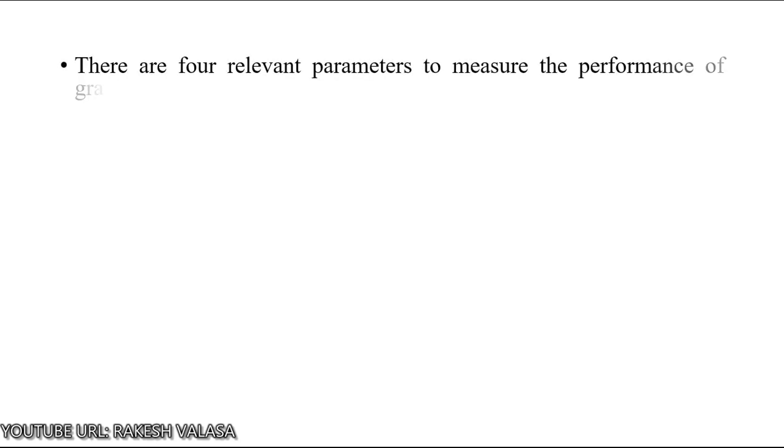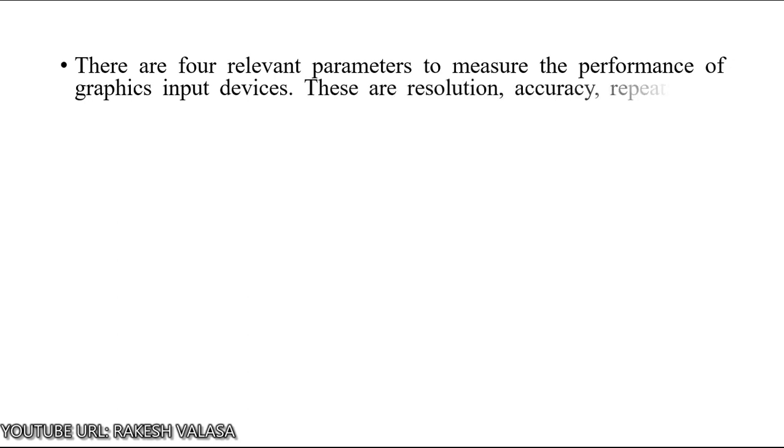There are four relevant parameters to measure the performance of graphics input devices. The first one is resolution, second one is accuracy, third one is repeatability, and fourth one is linearity. We know the awareness about resolution. The screen resolution is minimum 1024 by 768. Let us discuss what is accuracy, what is repeatability, and what is linearity. Let us see the first one, accuracy.